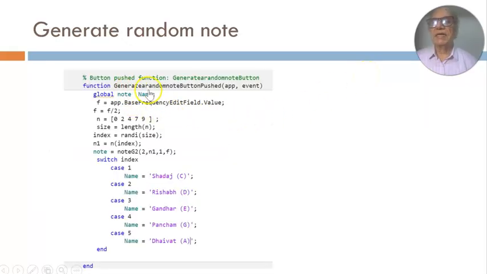Then we need to generate a random note. So how do we do that? For that we have a generate random note button. When we push that, this program will be executed. So let us study this program.